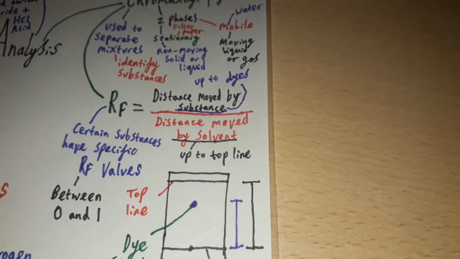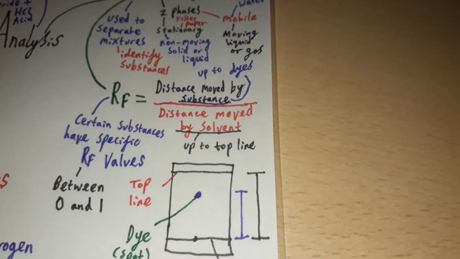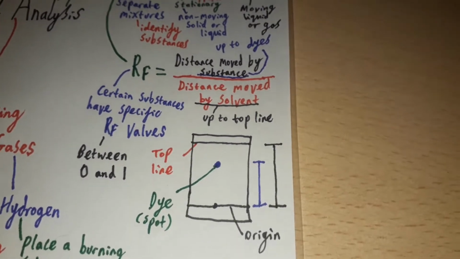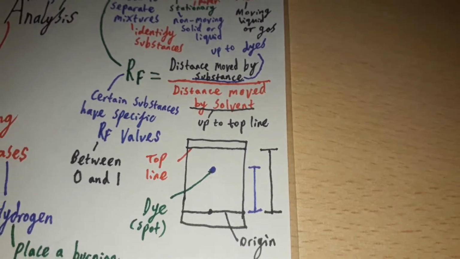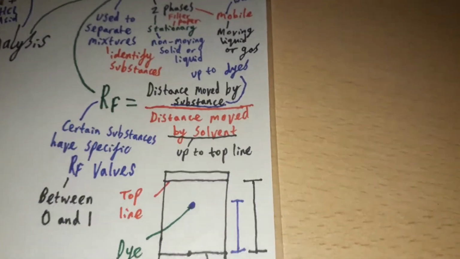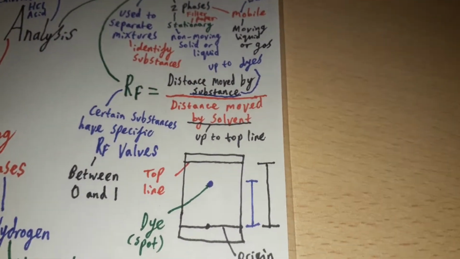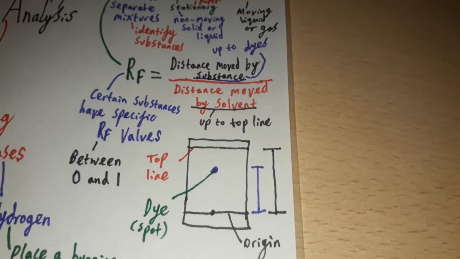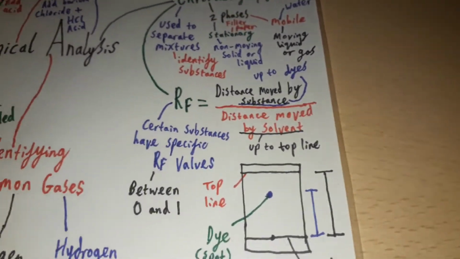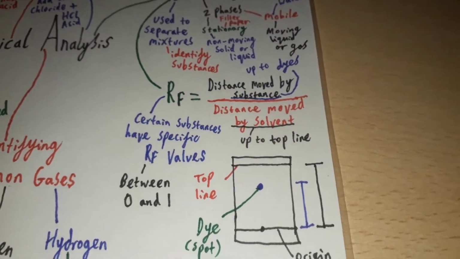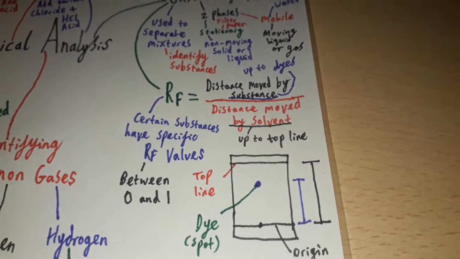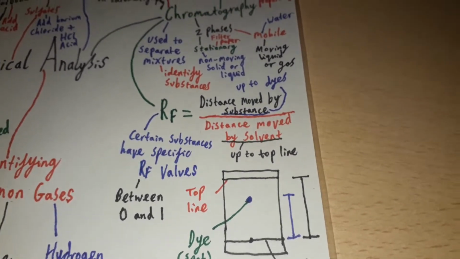So it really shows the difference between it. And because we're doing the distance of the dye divided by the distance moved by the solvent, that means it's always going to be between 0 and 1, because the dye always goes less than the top line. It's always going to be smaller. And the important thing about the RF really is that certain substances have certain RF values, specific ones.